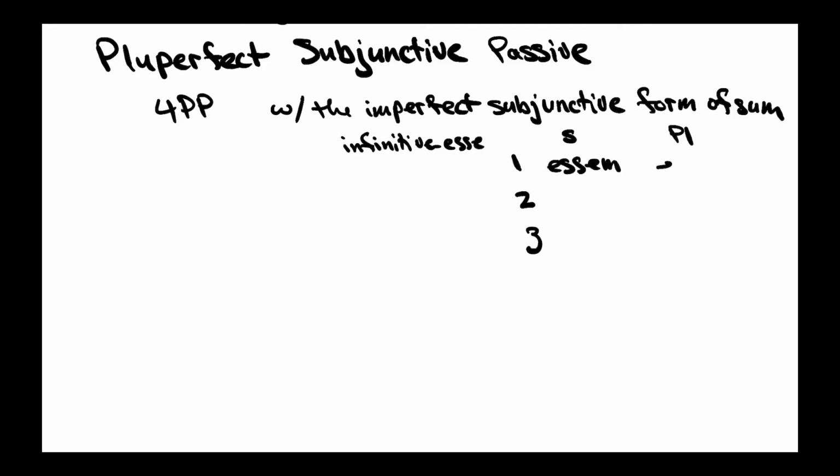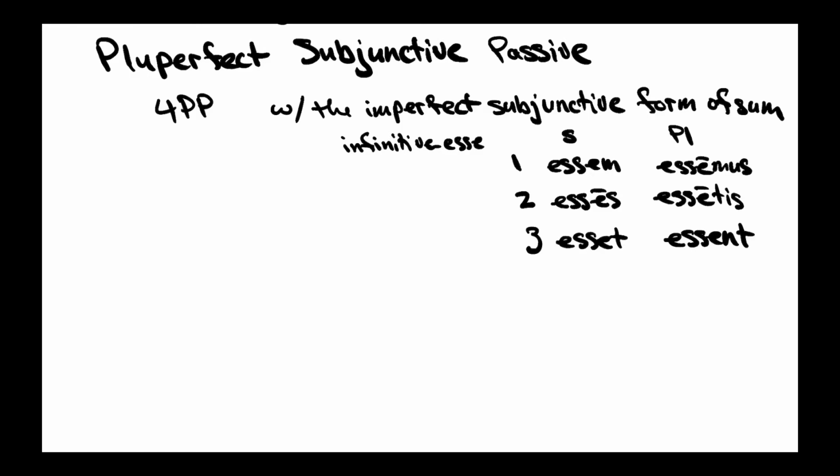essem, essēmus. And again, the E is long where it's supposed to be long. essēs, essētis, esset, essent. Okay, so now all we have to do is put this with the fourth principal part.